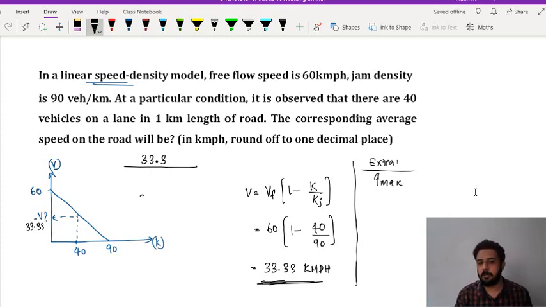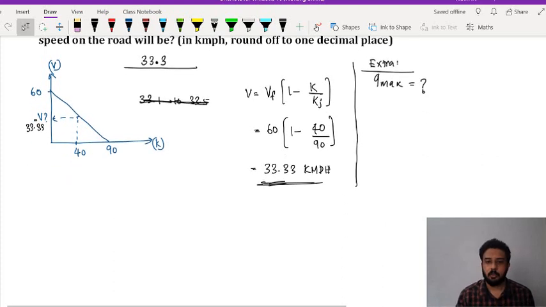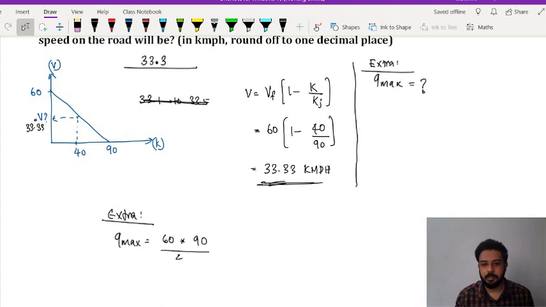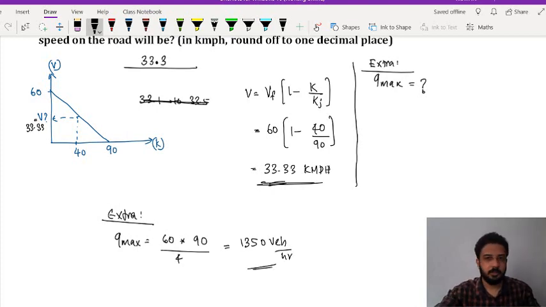So in the answer key they may give you a range, 33.1 to 33.5, something like that. But you just take the accurate answer, 33.3. Now in case they ask what is the maximum value of flow, how can we calculate? Qmax is equal to... this is somewhat extra, not required for this particular question. Simply Vf is 60, Kj is 90, divided by 4. If I calculate, we get 1350 vehicles per hour. Right? This is how they can ask you a question.